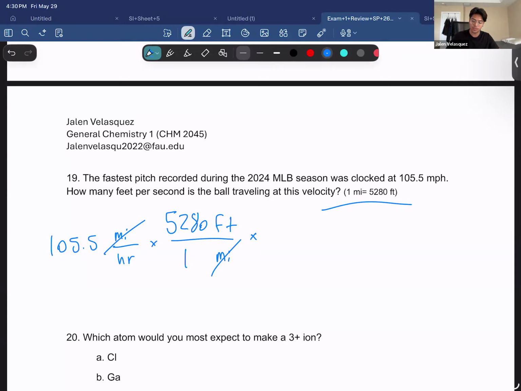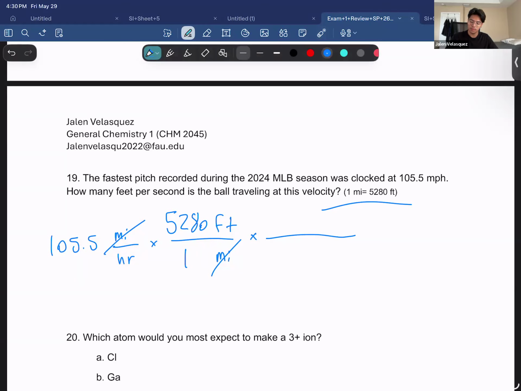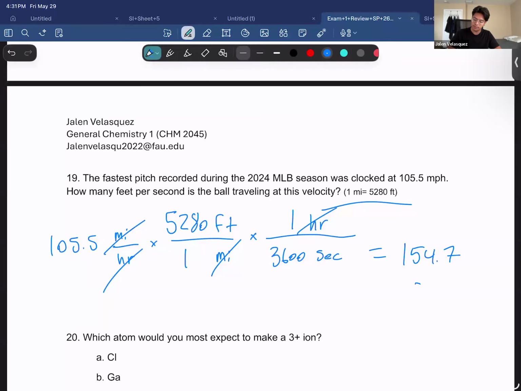But I want to end up with feet per second, right? So what do I have to do with this unit of hours? Convert it into seconds. So we know that 1 hour has 60 minutes. 60 minutes have 60 seconds. So 60 times 60 is 3,600 seconds in an hour. So hours cancel, you have feet per second. So you solve that, you'll get 154.7 feet per second.